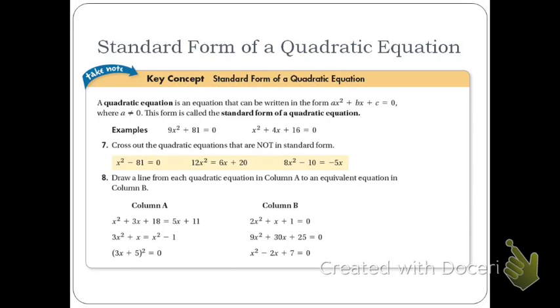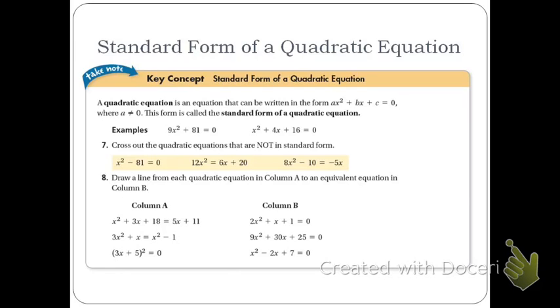Let's first recall the standard form of a quadratic equation. A quadratic equation is an equation that can be written in the form ax squared plus or minus bx plus or minus c is equal to 0. Basically, the standard form of a quadratic equation means that the expression has to be set equal to 0 with your descending degrees.